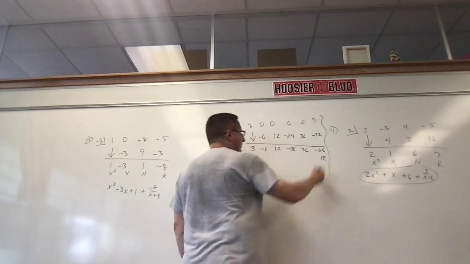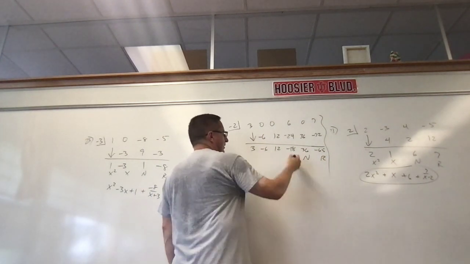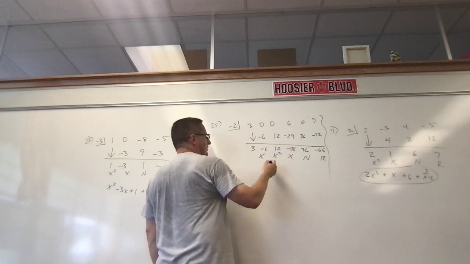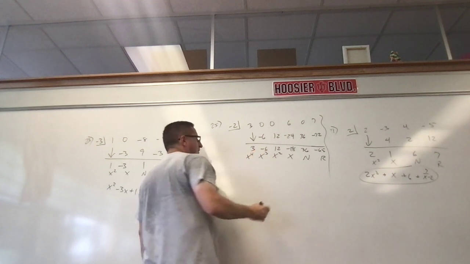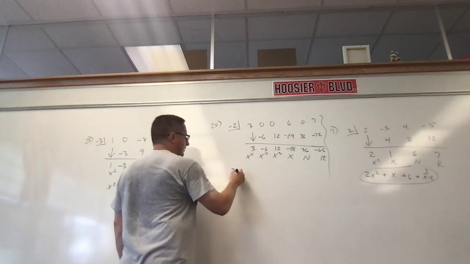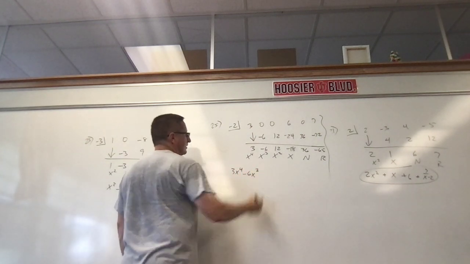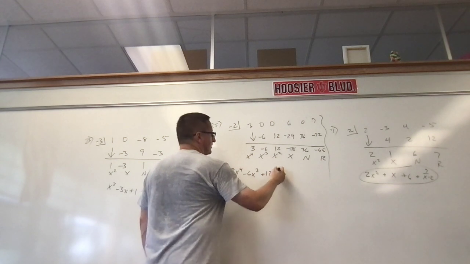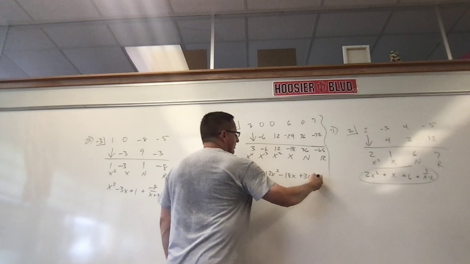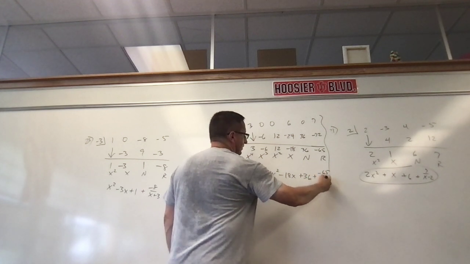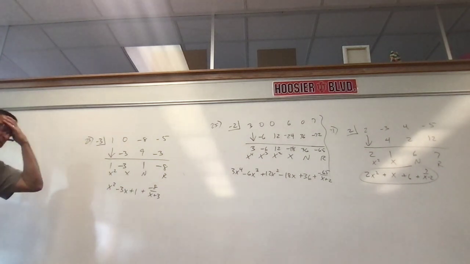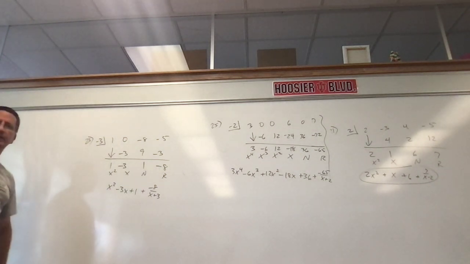-65 is our remainder. 36 is our number. -18 is our x. 12 is x squareds. -6 is x3. 3 is my x4s. So the answer should be 3x4 minus 6x3 plus 12x squareds minus 18x's plus 36 plus -65 over x plus 2. So that one wasn't any more difficult, it just took a little longer.